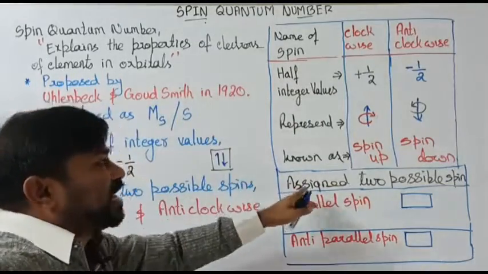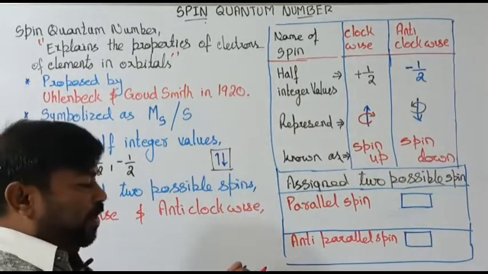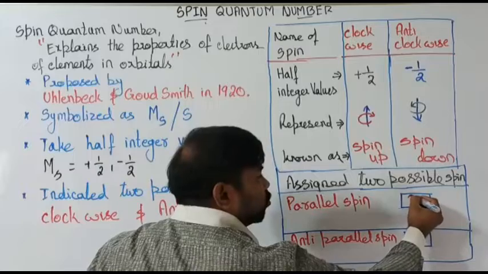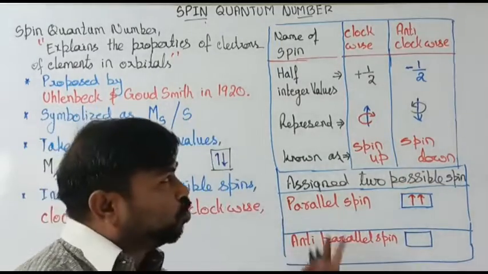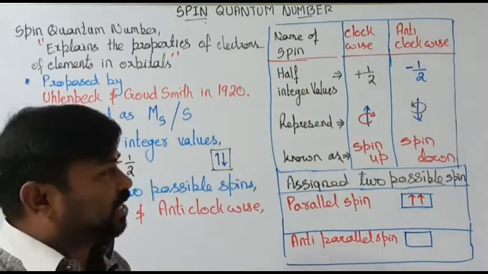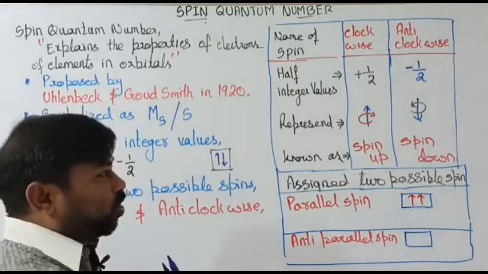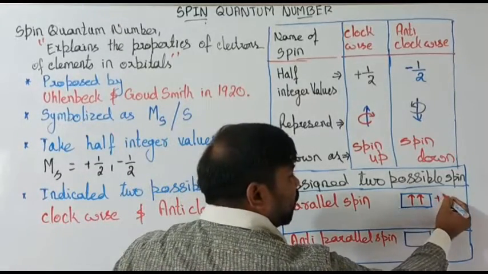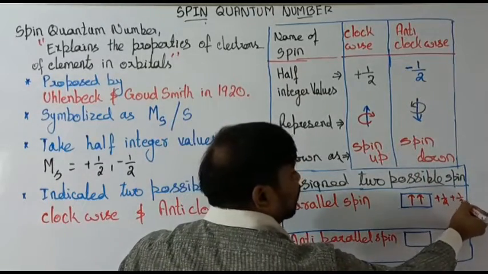So the possibilities, assigned two possible spins. One is nothing but the parallel spin. When do you call it a parallel spin? When both the electrons are facing up. When both the electrons are going in the same direction, then we call it a parallel spin. So here the values will be, for the first one we have plus half, and for the second one also plus half.